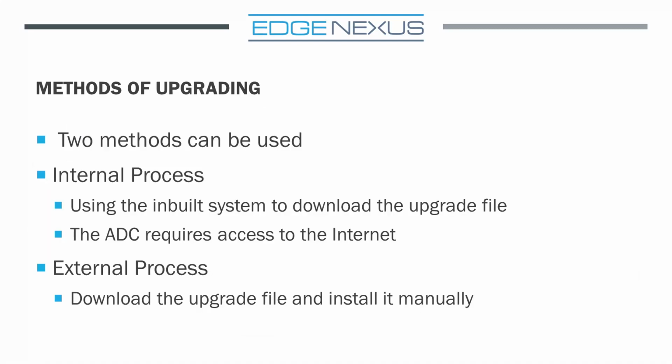There are two methods of upgrading the EdgeADC. The first is the built-in system that will automatically download the selected upgrade file to the ADC's library, allowing you to install it. The second is the manual or external process whereby you download the upgrade using an HTTPS link, upload it to the library, and install it at your leisure. Which method you choose will depend on whether your ADC has access to the EdgeNexus App Store via the internet.